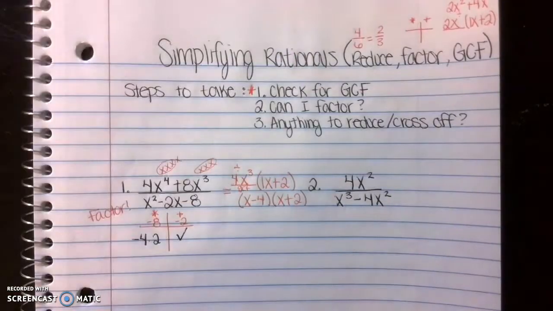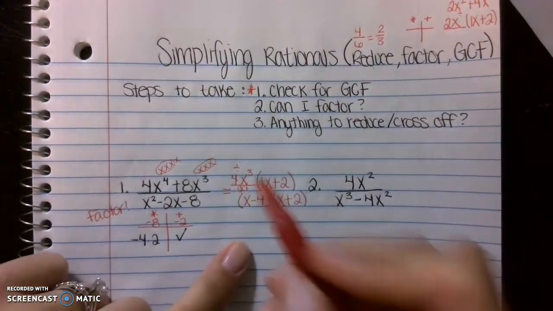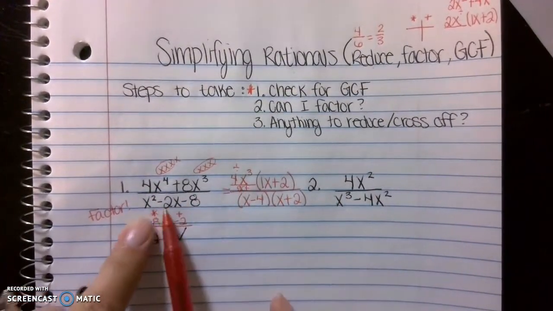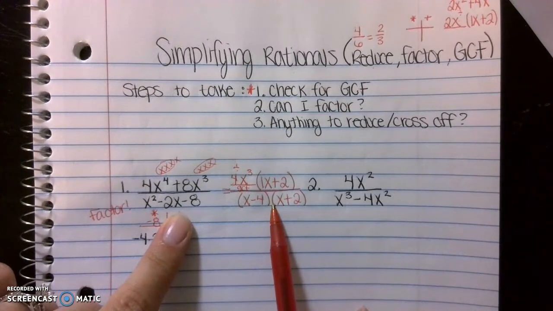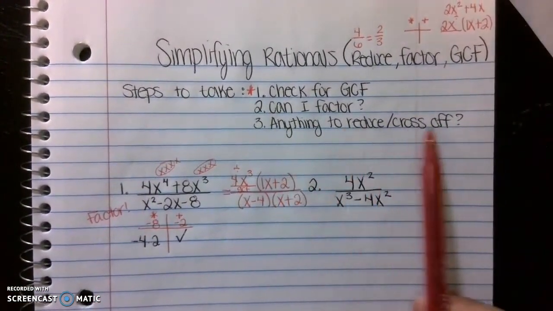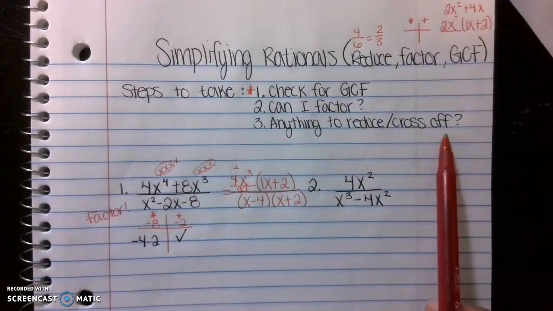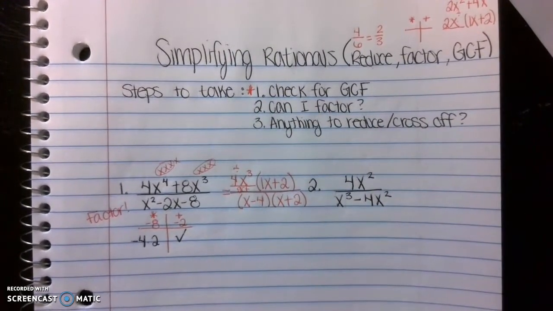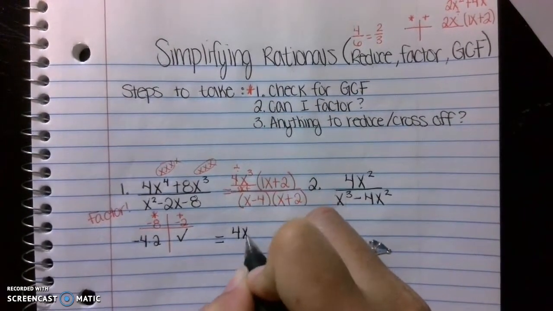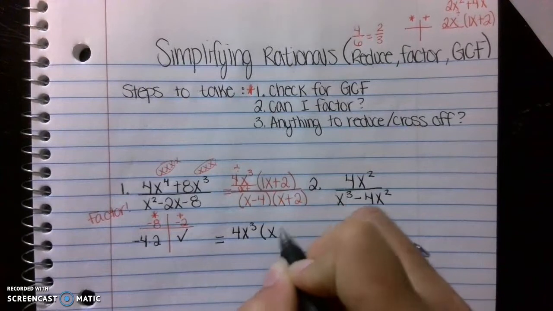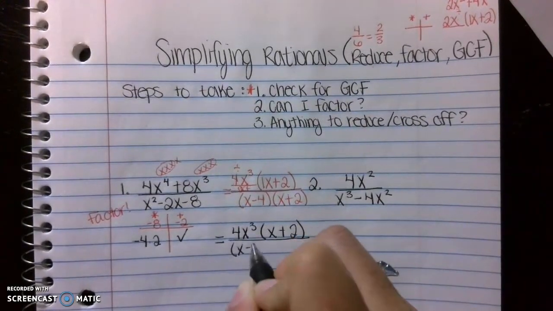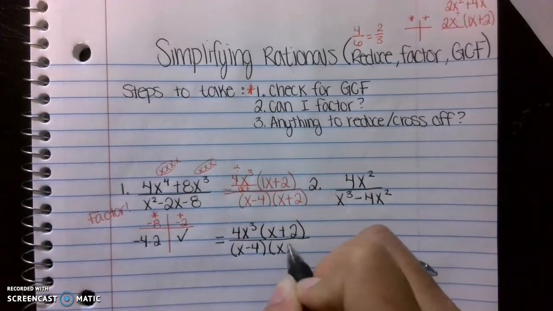Okay, so let's go ahead and look at what we've got here. So top to bottom, we simplified this. We found our GCF here and we factored here, okay? Now we want to go ahead and look, can we reduce anything or cross anything off? So I'm going to go ahead and write this so it's a little bit easier for our eyes to see here. We've got 4x to the third times x plus 2 all over x minus 4 times x plus 2.